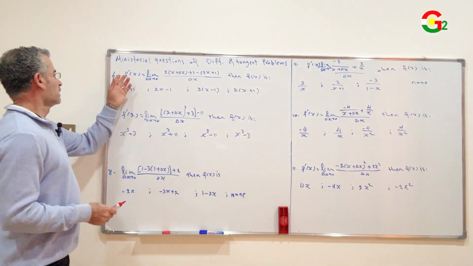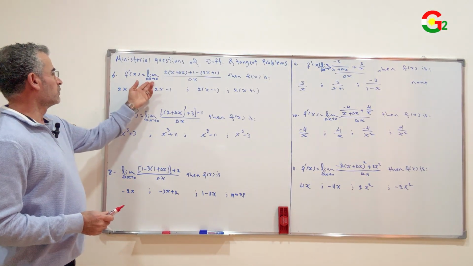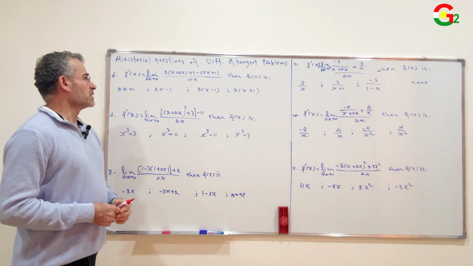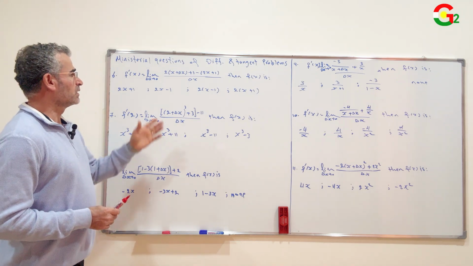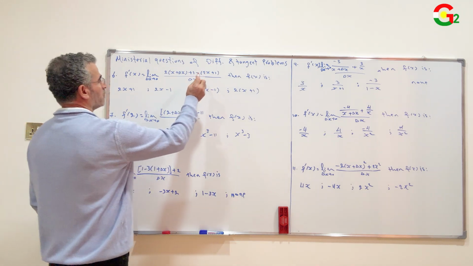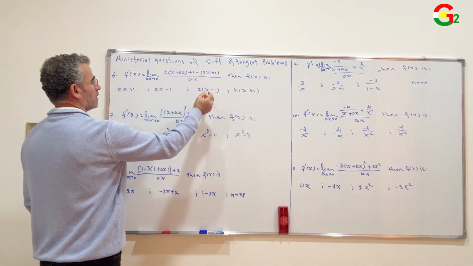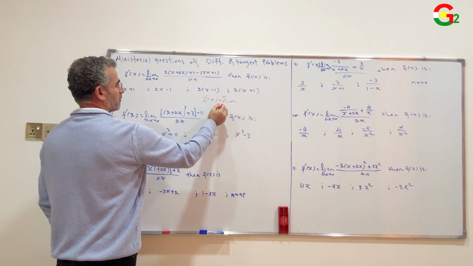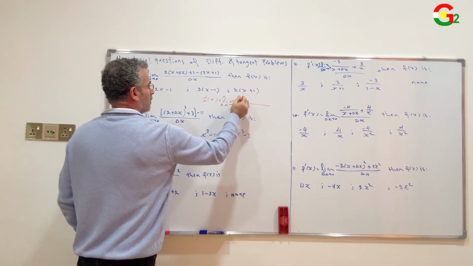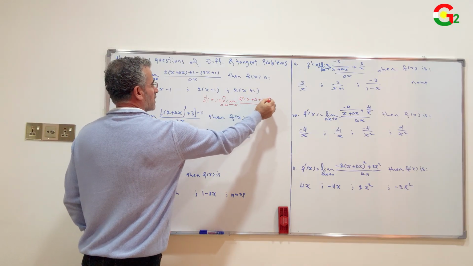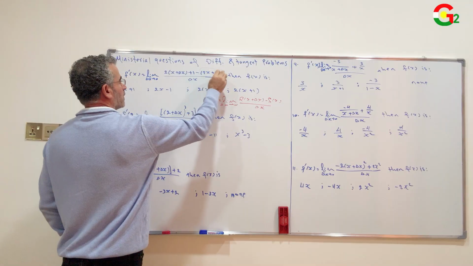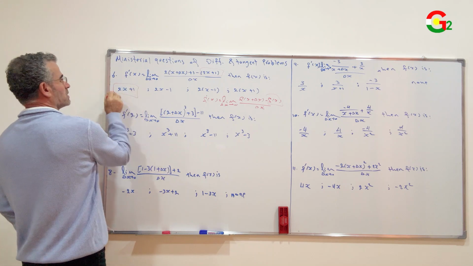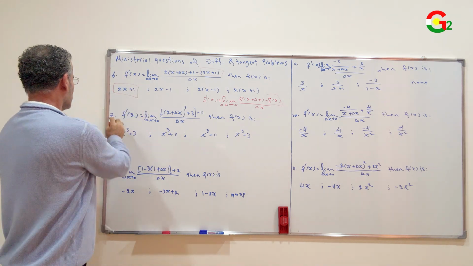Question number 6. If f prime of x equals the limit as delta x approaches 0 of 2 times bracket x plus delta x plus 1 minus bracket 2x plus 1, over delta x, then f of x, if we compare this limit with the rule of the derivative using limit, f prime of x equals the limit as delta x approaches 0 of f of x plus delta x minus f of x over delta x. Then this term is 2x plus 1. Choice A.